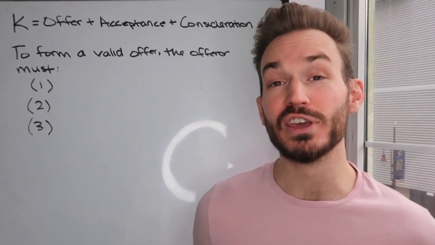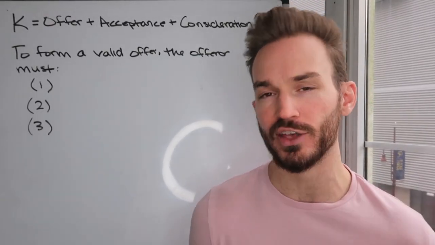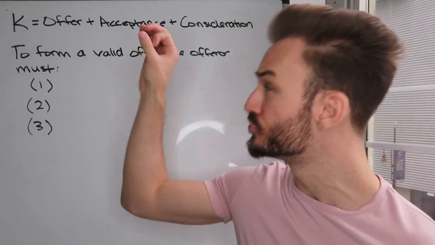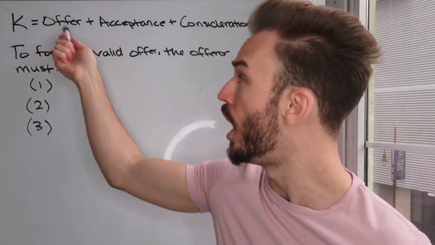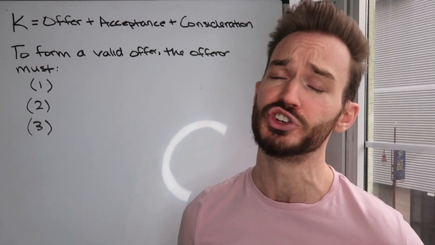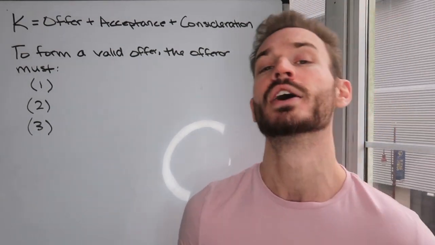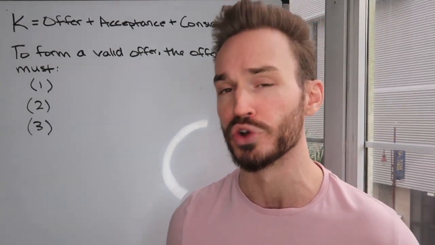How do you analyze the offer on a contract's essay question? Remember, to form a traditional enforceable contract, there are going to be 3 requirements: offer, acceptance, and consideration. You need all 3 of these things to form a traditional enforceable contract.